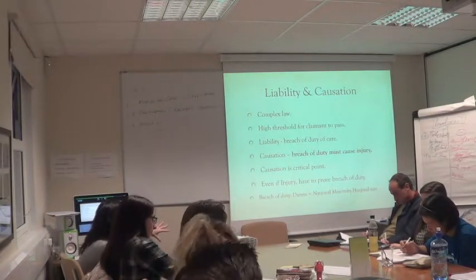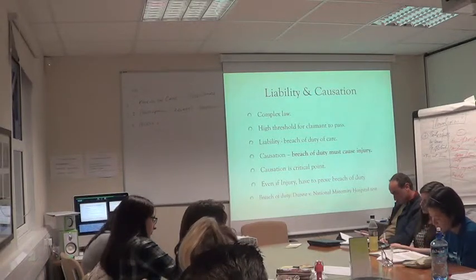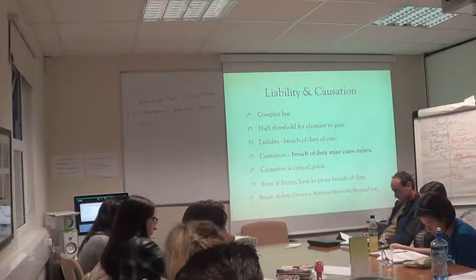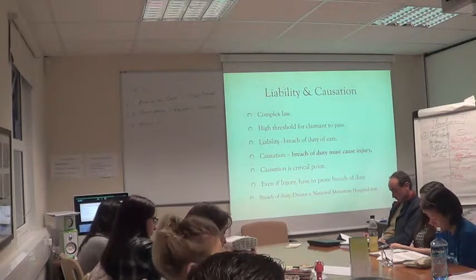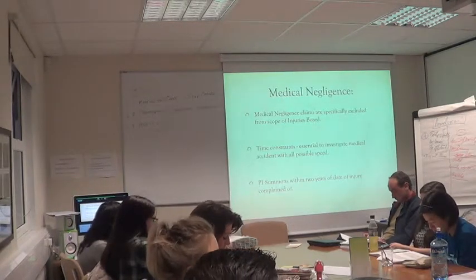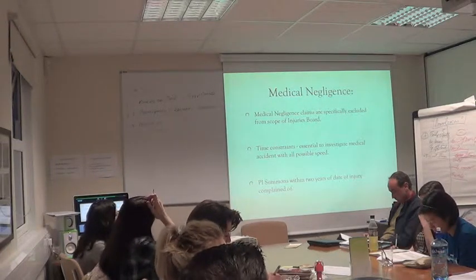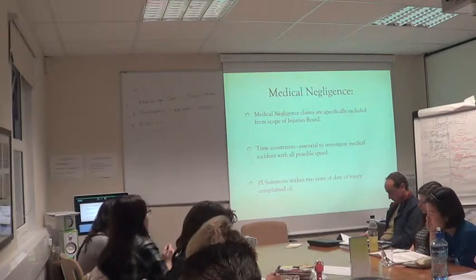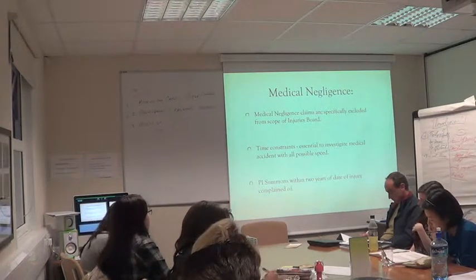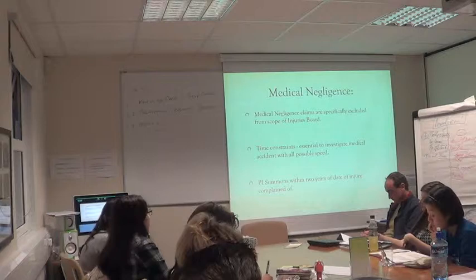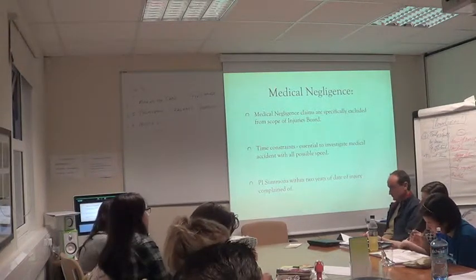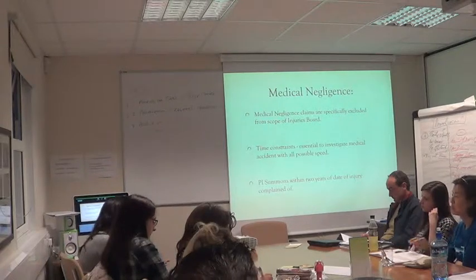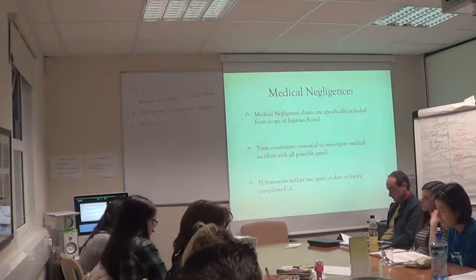Okay, and some of you may be familiar with the Dunne principles. Is anyone familiar with those? Dunne versus National Maternity Hospital. This is the test that is used by the court in trying to establish whether there is medical negligence. Something else to note is that medical negligence cases are specifically excluded from the remit of the Injuries Board. Okay, so when personal injuries actions go automatically to the Injuries Board, it doesn't actually hear or assess medical negligence claims.